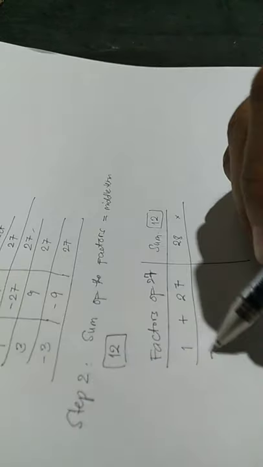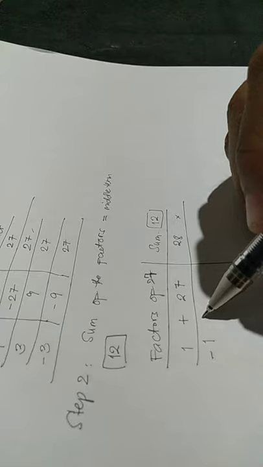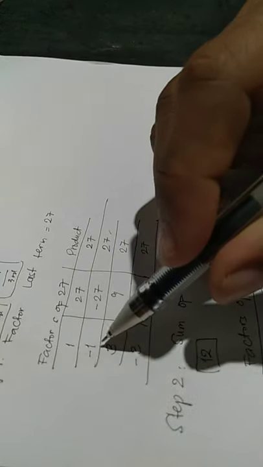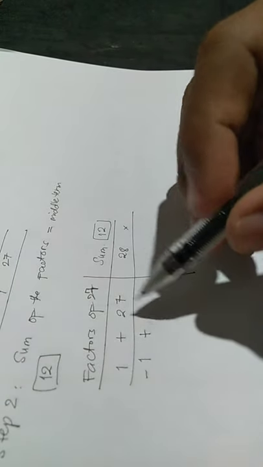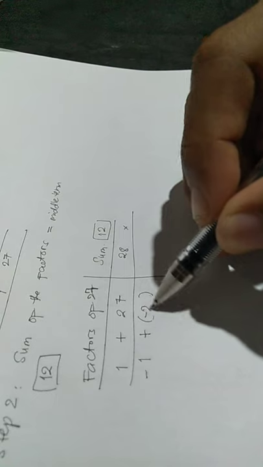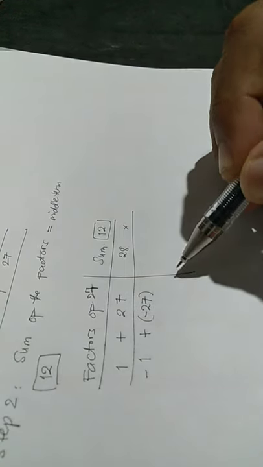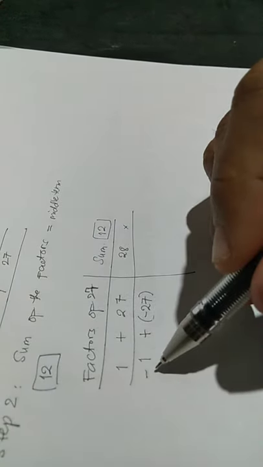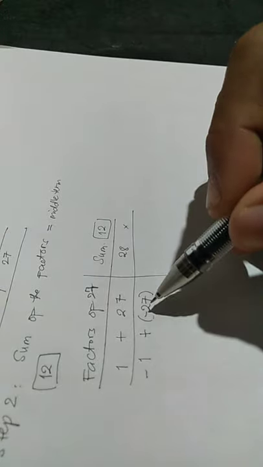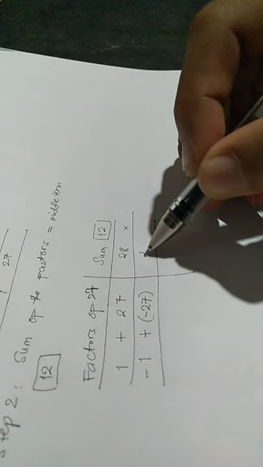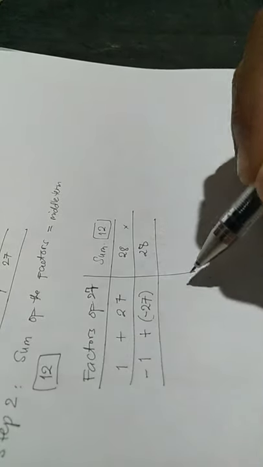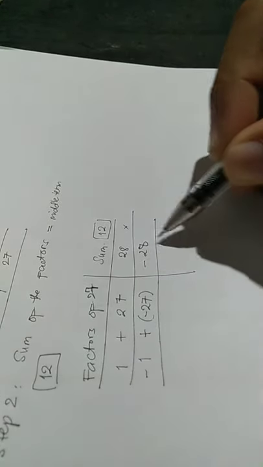Next, negative 1 plus negative 27. We use open and close parentheses for negative 27. Since they are the same sign, we need to add. 27 plus 1 is 28, but copy the sign, so negative 28. So it's not. Next.